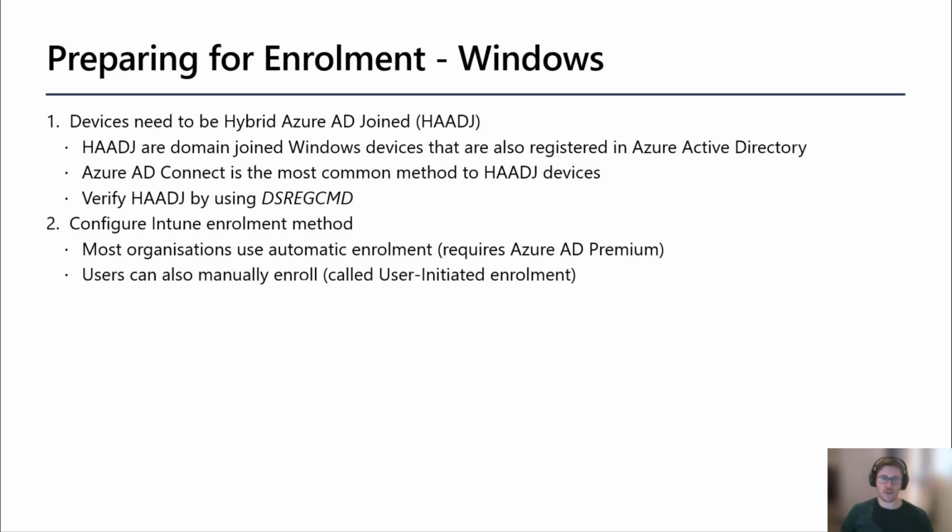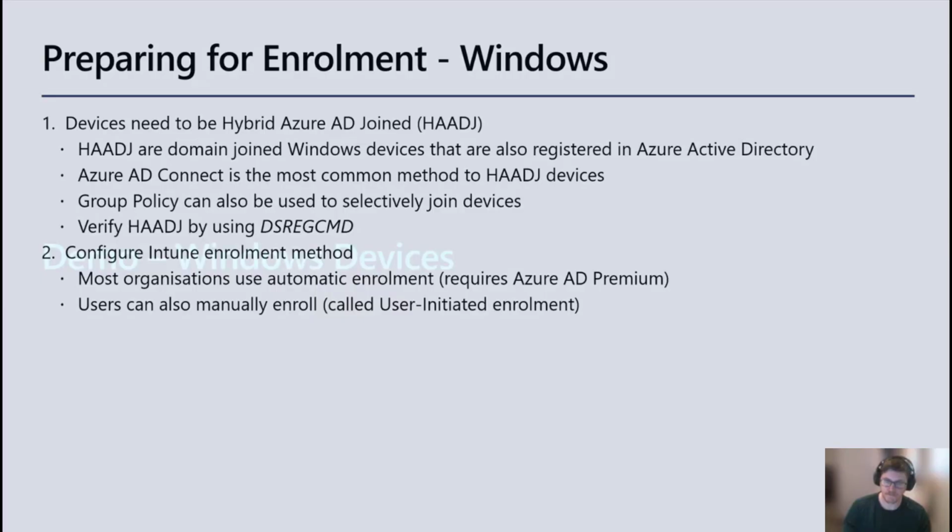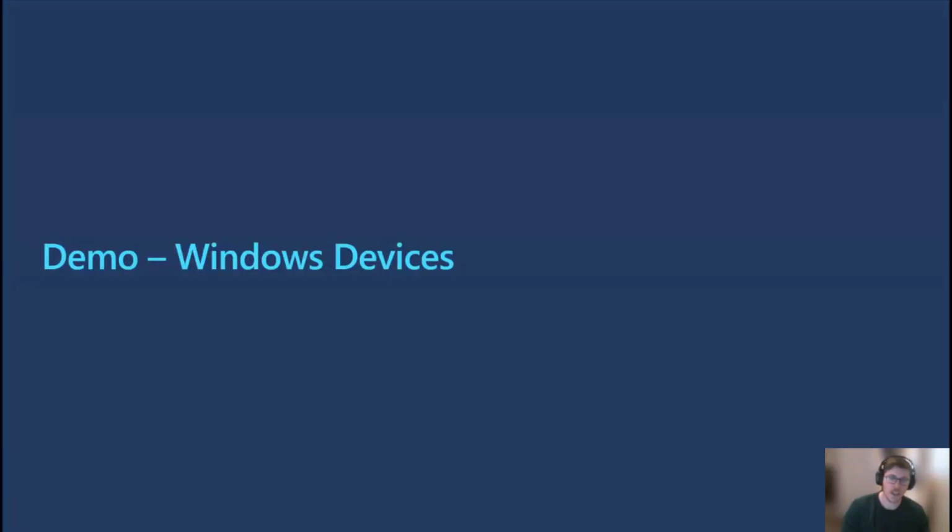Once the device is hybrid Azure AD joined, we are ready to enroll the device into Intune. So there's two ways to accomplish this. Organizations tend to use the automatic enrollment method, which is a group policy setting, which I'll show you how to configure in just a second. And when using this, there is no user action required. Alternatively, the user can perform a manual enrollment through the settings on the device, which is called a user-initiated enrollment. Okay, so let's have a demo of how we can prepare our tenant for Windows 10 enrollment and then enroll our devices into Intune.